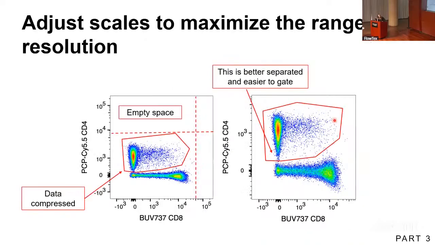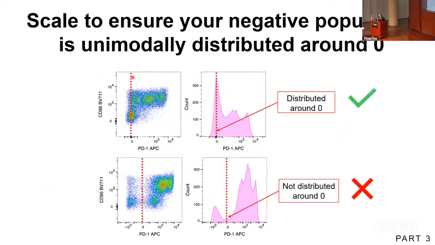So in practice, what you want to do is adjust your scale to maximize the range of the data. In this example here, there's a lot of empty space. The data is compressed. You want to adjust your scale. Instead of maxing out at 10 to the 5, max out at 10 to the 4. The data is better separated, easier to gate. There's less empty space.